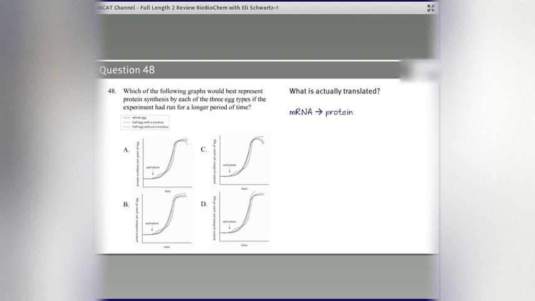Now, if we're talking about mRNA becoming a protein, then the question is really asking about the protein synthesis that would be possible in each of those 3 types: a whole egg, a half egg with a nucleus, and a half egg without a nucleus. And we want to think, well, in what case would we have a finite amount of mRNA so we would see some sort of dropping off?